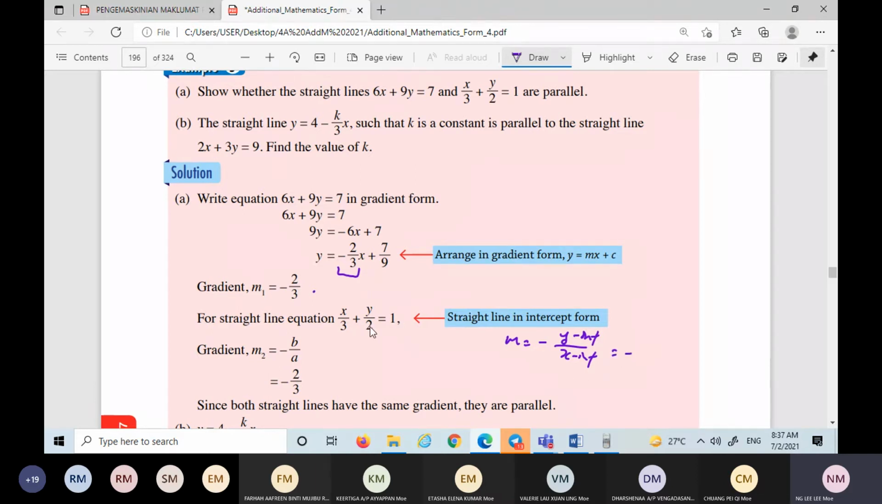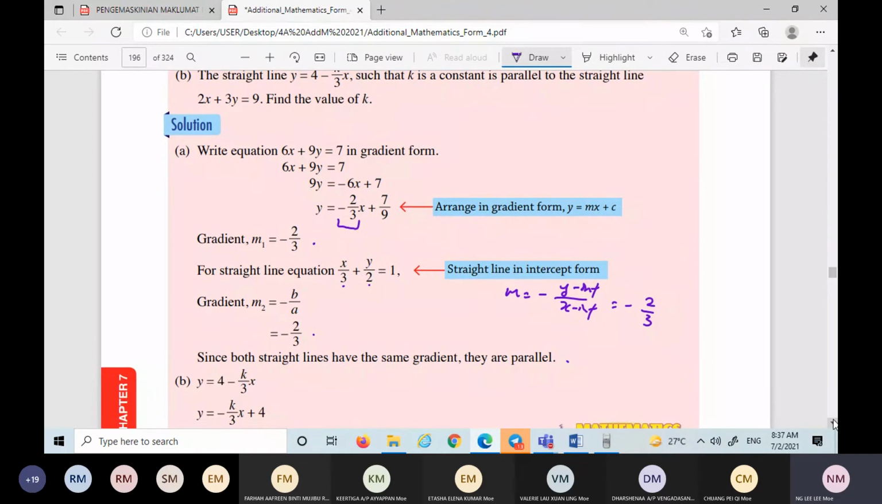Okay, so the y-intercept is 2, x-intercept is 3. So 2/3. Okay, so this is the gradient. Compare and see. They are the same, therefore they are parallel. Okay, so this is for question A. Now we go to question B.